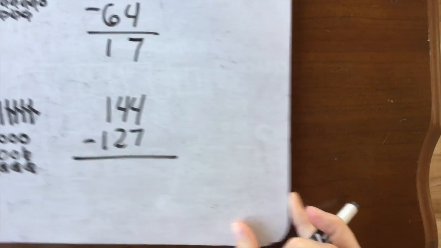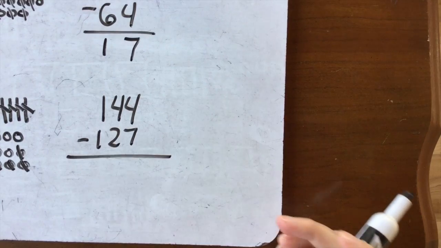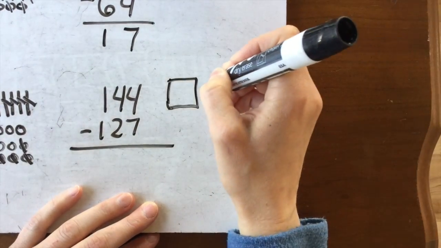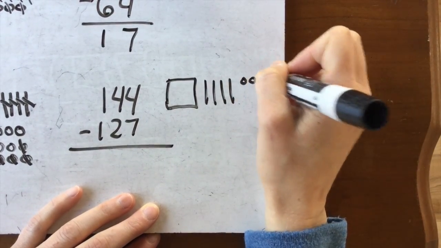All right, the last one is a little more challenging because it is a 3-digit number instead of a 2-digit number, but it works the same way. We're going to need a 100. We're going to need 4 tens, 1, 2, 3, 4, and 4 ones, 1, 2, 3, 4.